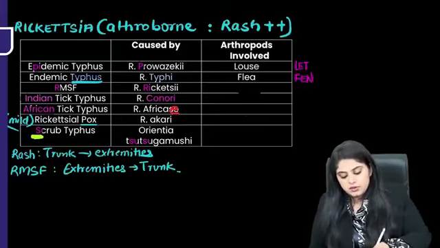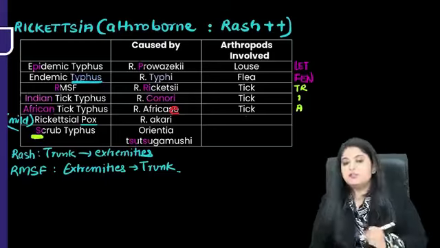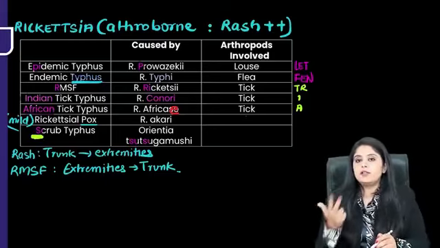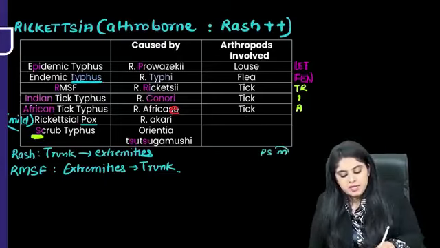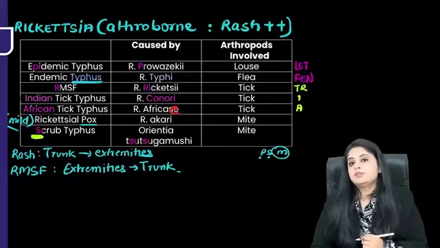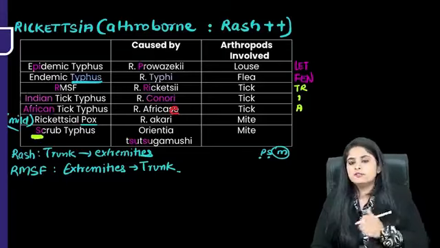What is tria going to be? So tria will remind me of Rocky. Tick is going to be for these three: Rocky Mountain Spotted Fever, Indian tick typhus, African tick typhus. And finally I write PSM. In PSM, mite is going to be for these two, that is rickettsial pox as well as the scrub typhus. Did you remember the table? This is what you were very scared of, but now I'm going to twist the table.